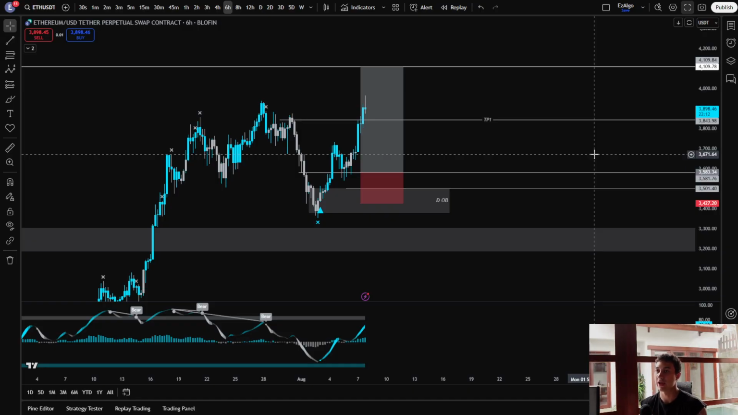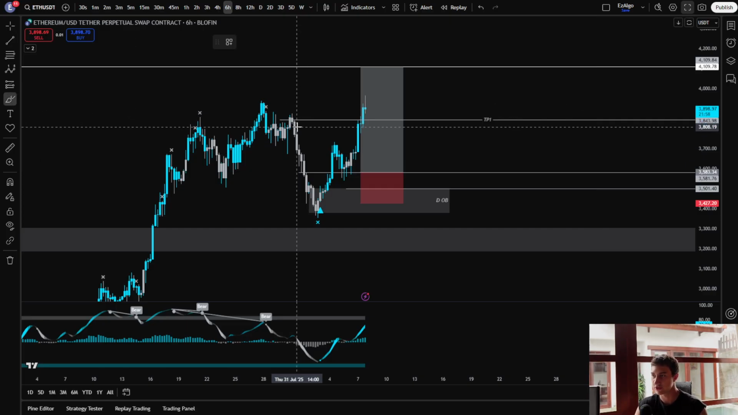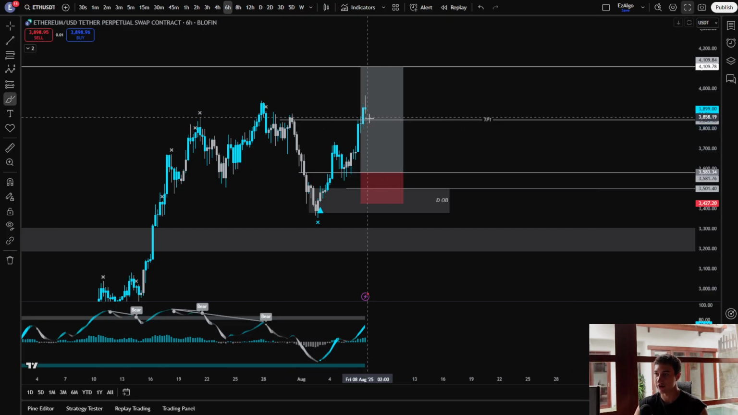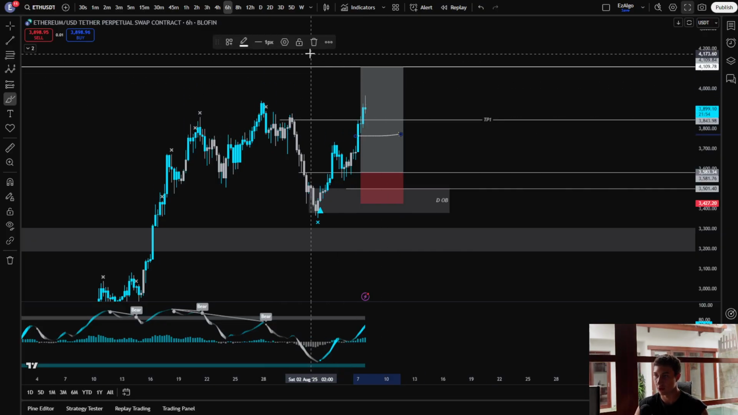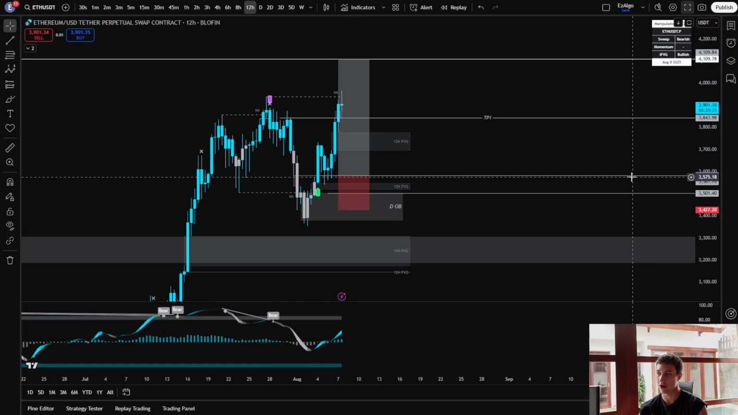At number 5, we have Ethereum. Okay. This was just a textbook setup. I told you guys in advance exactly what I wanted to see. This played out perfectly. We're still in this trade. TP1 has been hit. Our stop loss is now below this low right here. So this trade was entered using our manipulation model, which I talk about all the time.